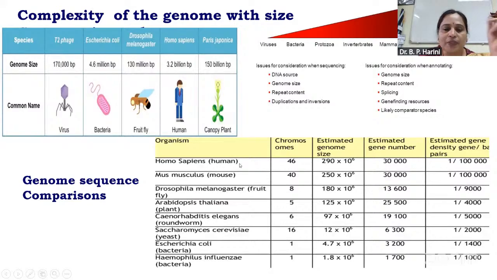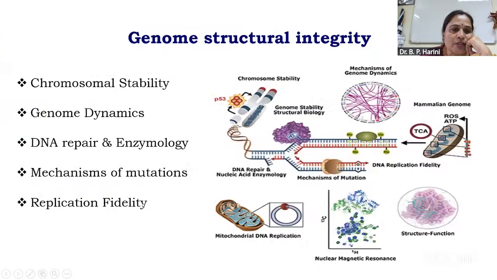So we have Homo sapiens, the humans, who have a chromosome number of 46, an estimated genome size of about 290 x 10^6, an estimated gene number of about 30,000, and an estimated gene density of about 1 in 100 base pairs. Likewise, the smaller Drosophila melanogaster has a small set of chromosomes, that is 8, an estimated genome size of about 180 x 10^5, about 13,600 estimated genes, and 1 gene in 9,000 base pairs.